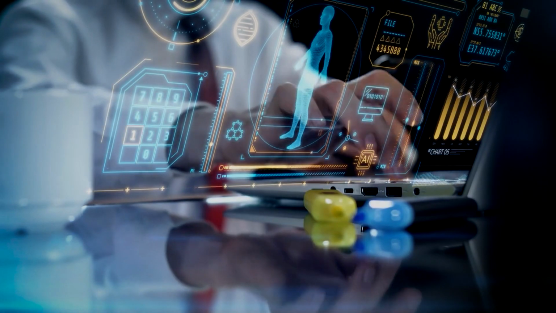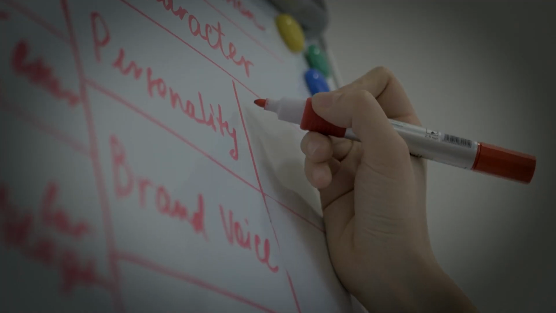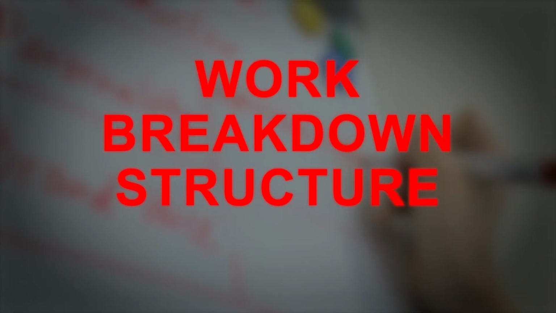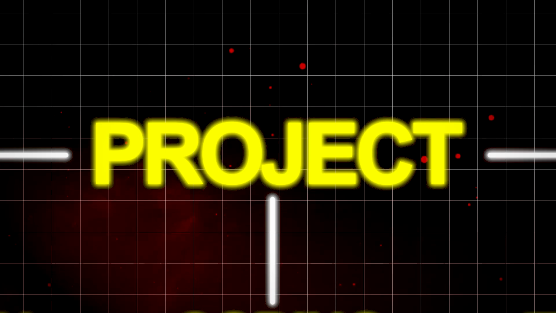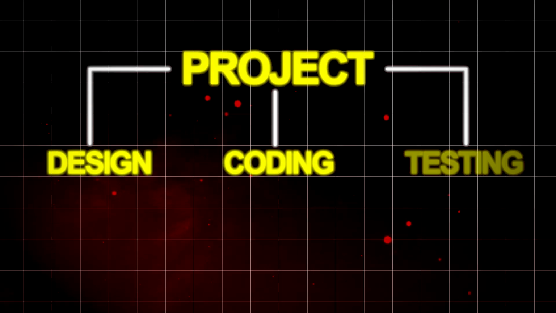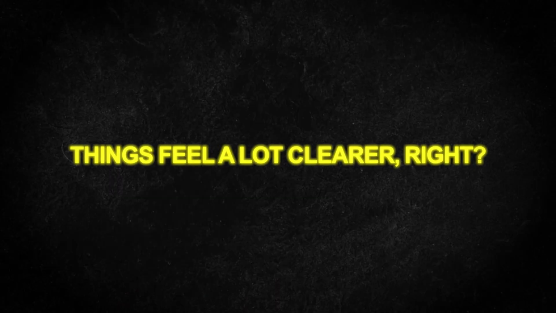Let's imagine you're building a new feature for an app. You have a rough idea of what's involved, but that's just your starting point. To get more precise, you'd start with a work breakdown structure, or WBS. It's like zooming in on your project and breaking it down into smaller tasks. Instead of estimating the whole feature as one big chunk, you'd tackle each part, design, coding, testing, as separate pieces. Suddenly, things feel a lot clearer, right?